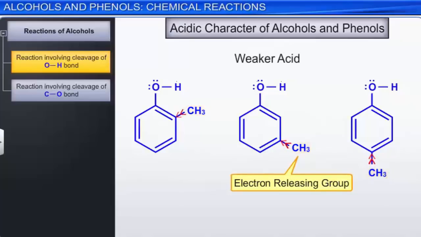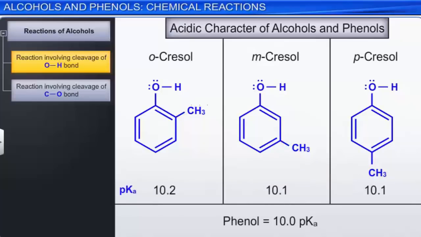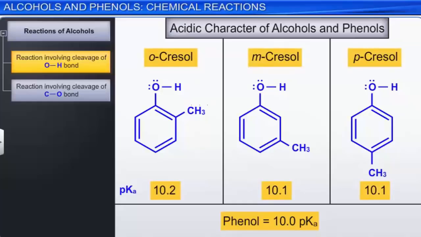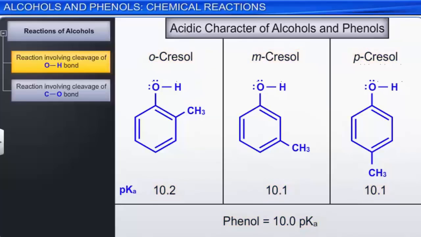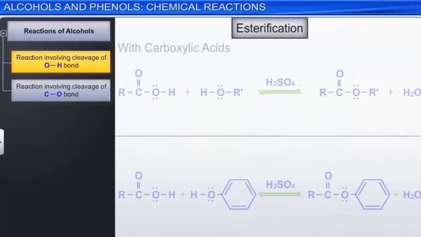For example, compare the pKa values of phenol and cresol. Phenol has a lower pKa value than cresol, reflecting that phenol is the stronger acid of the two. Remember that pKa values use a logarithmic scale. It's time to turn our attention back to reactions of alcohols and phenols. One important class of reactions is called esterification.